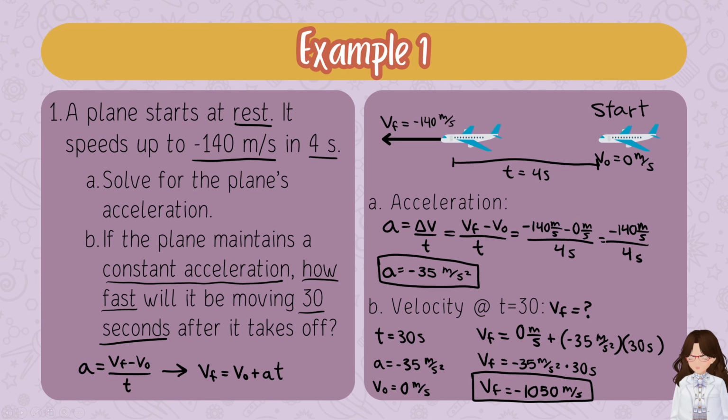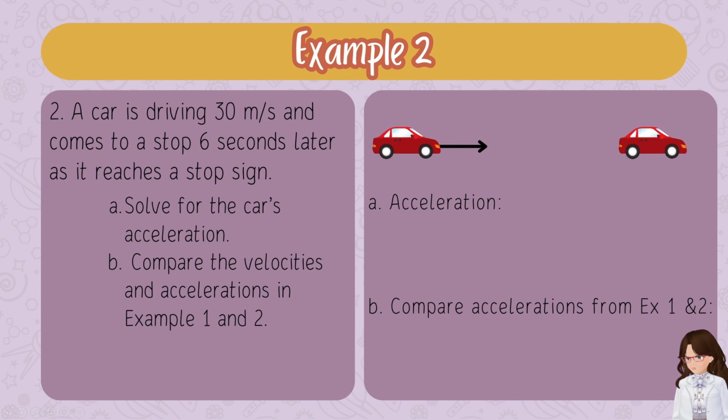Now let's go ahead and look at a second example to compare. In our second example, a car is driving 30 meters per second, and it comes to a stop 6 seconds later as it reaches the stop sign. Solve for the car's acceleration.